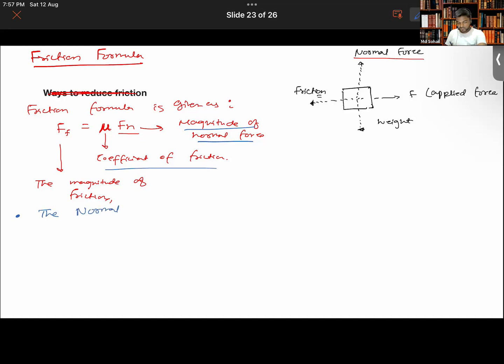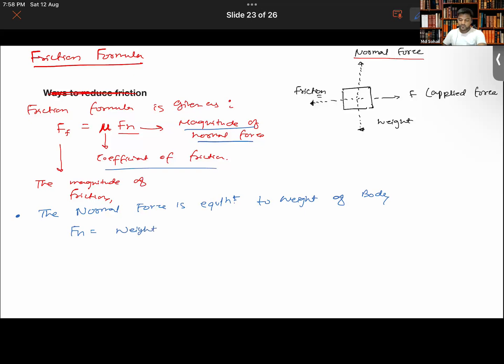The normal force is, I'm writing it in short, equivalent to weight of body, right? So F1 here is equal to weight.